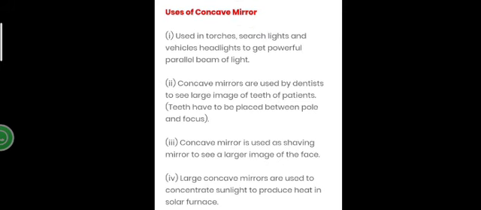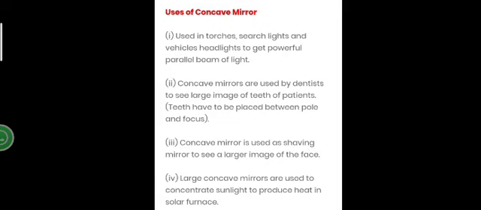The second use is that concave mirrors are used by dentists. You all know that. Why do dentists use a concave mirror? To see a large image of the teeth. So the first is the headlights of vehicles, the second is use by dentists, and the third is that the concave mirror is used as a shaving mirror. Mostly for shaving mirrors, a concave mirror is used to see a larger image.